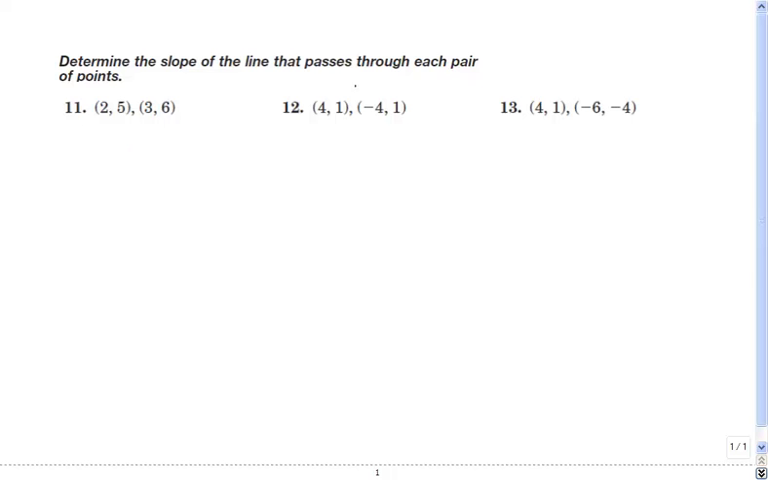Guys, for the proficiency exam, let's remember how to find the slope for a line that passes through two given points. As you can see, in problems 11, 12, 13, we have 2 points with known coordinates, two ordered pairs, if you want to call them that. And the question is asking to find the slope.